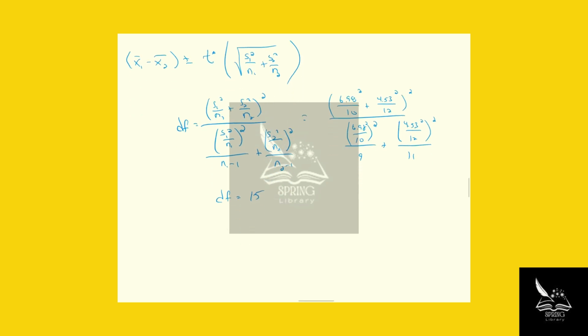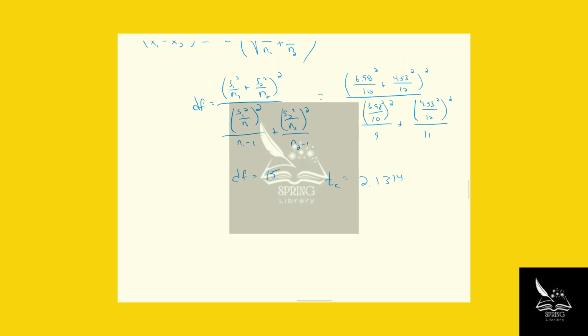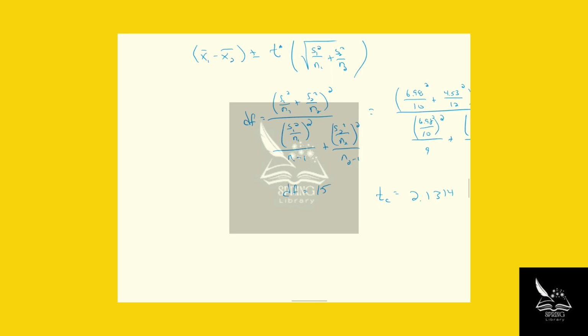.9, so we'll call it 15. And so our critical t, the t distribution, two-tailed, 15 degrees of freedom at a significance of 0.05 will be 2.1314. Okay, so now we've got our difference of our means, which is our point estimate.